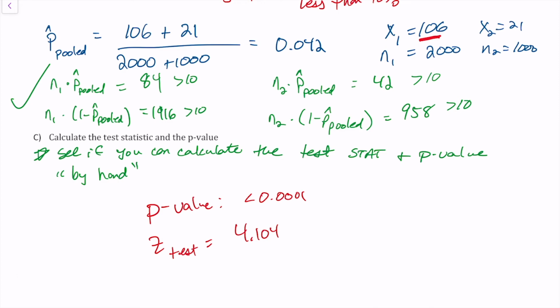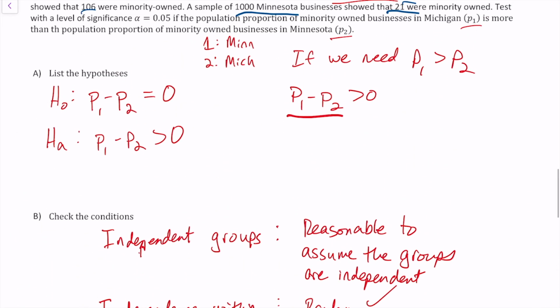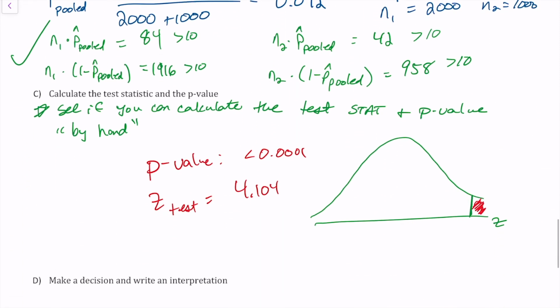All right. So once again, you guys have seen this 100 times now, but what's happening here is we have a normal distribution of z-scores. We calculate that test statistic, which is a positive 4.104, which is somewhere here. And we're saying just this tiny little sliver of area to the right of that. Remember, we're testing if P1 minus P2 is greater than 0. It is a right tail test. That little tiny sliver of area is the p-value, and it's less than 0.0001.